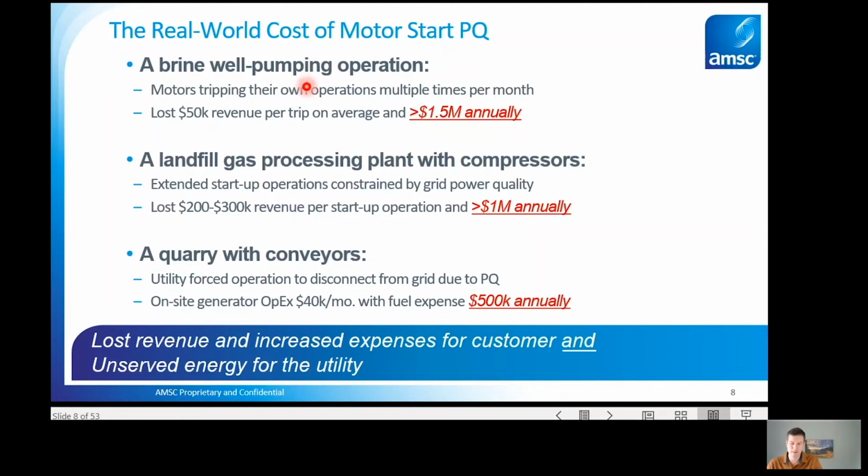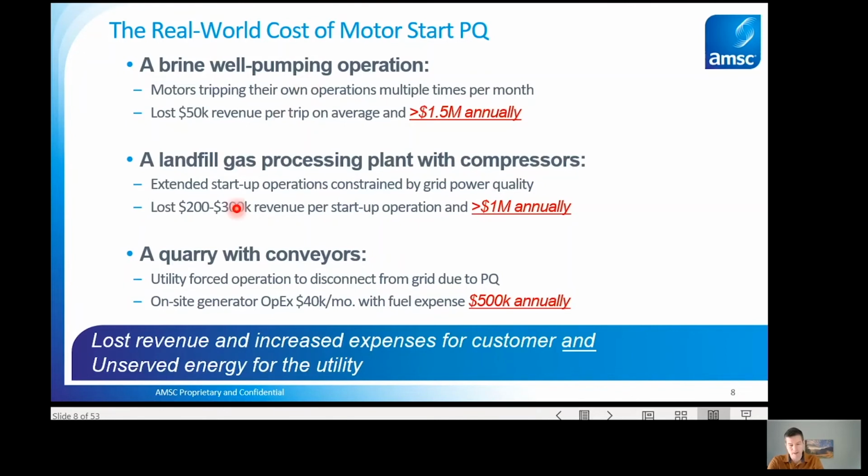So every time the plant was either brought down for some service or brought down due to a potential unexpected outage, the startup sequence was much too long. And that resulted in over $1 million in annual lost revenue productivity as well.